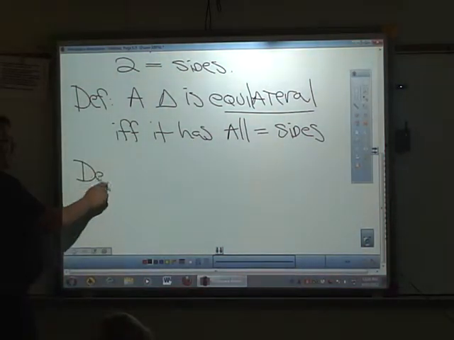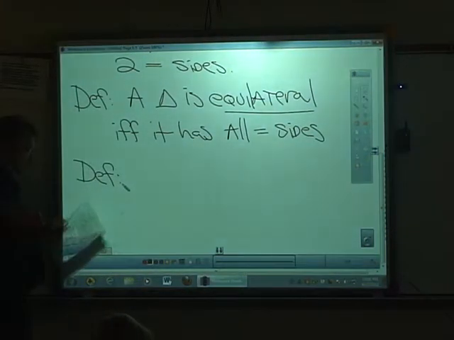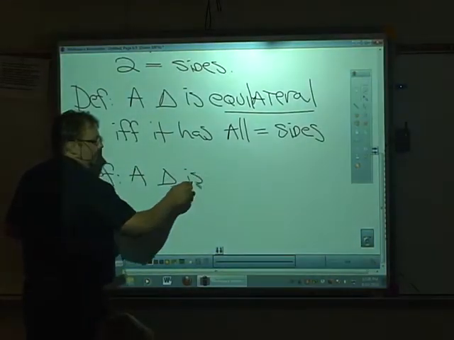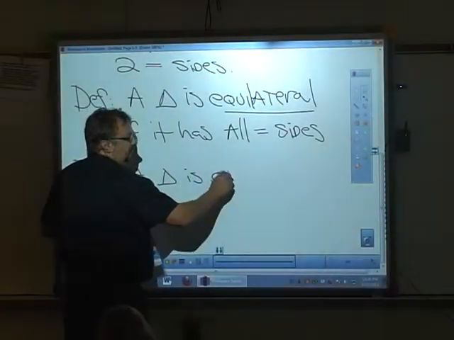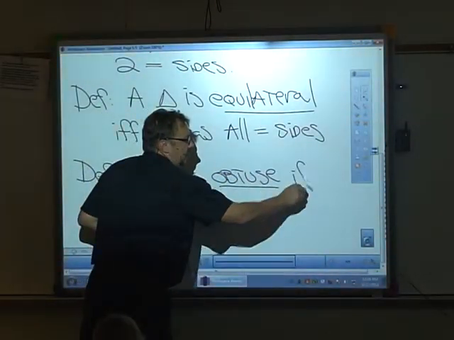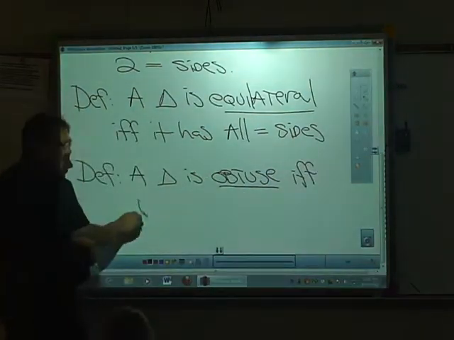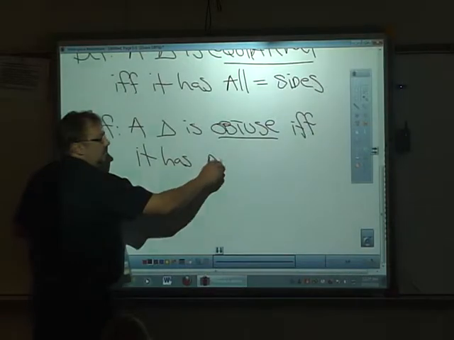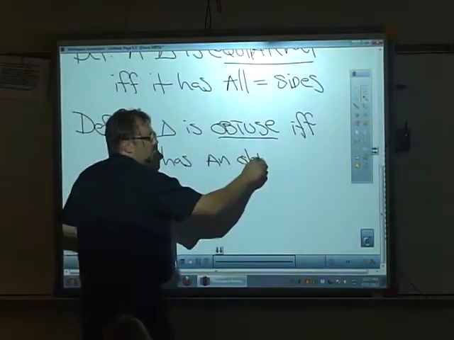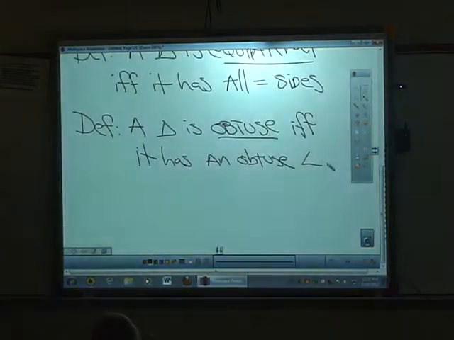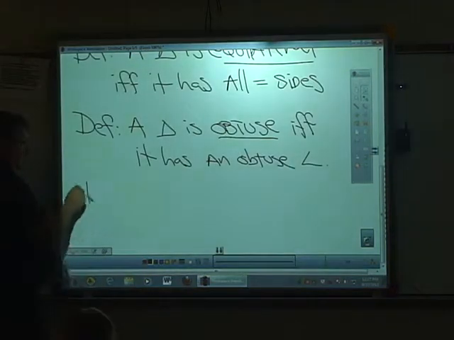We also can classify triangles by their angles, starting with: a triangle is obtuse if and only if it has an obtuse angle. Don't forget that means that the angle is greater than 90, less than 180.